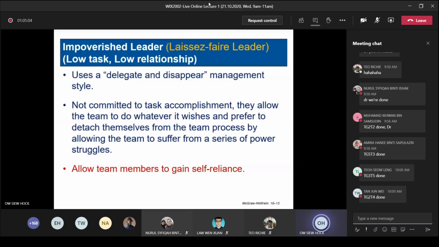So you leave the team, you do whatever you want to do. Any conflict, you just resolve among yourselves. This leader doesn't want to bother about anything. So this allows team members to gain self-reliance. It's all you depend on yourself. So never give any help to the team members. So this one is low task, low relationship. The relationship with this very poor type of leadership, both are also low.